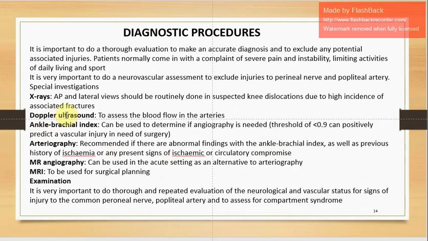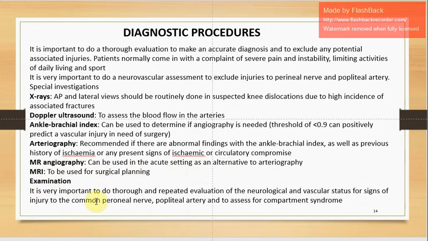Mainly we go for X-rays, the AP and the lateral views, and the Doppler ultrasound to assess the blood flow in the arteries. Then the ankle brachial index can be used to determine if angiography is needed. Arteriography is recommended if there are abnormal findings with the ankle brachial index, any history of ischemia, or present signs of ischemic or circulatory compromise. MR angiography in the acute setting is an alternative to arteriography. Then MRI is used for more detailed examination and for surgical planning.